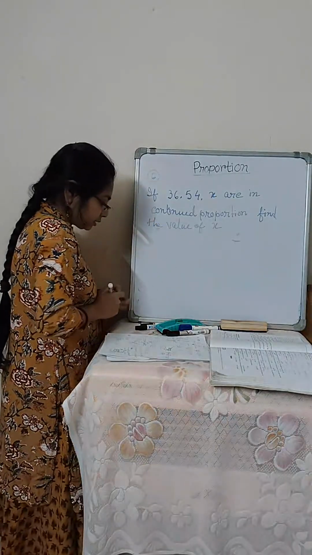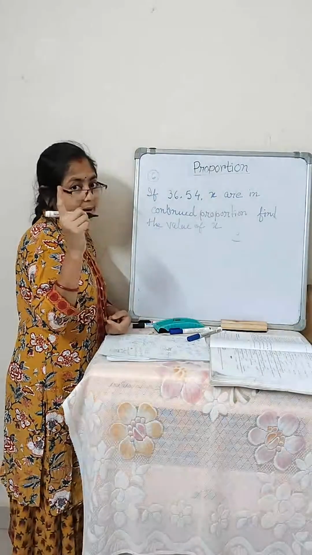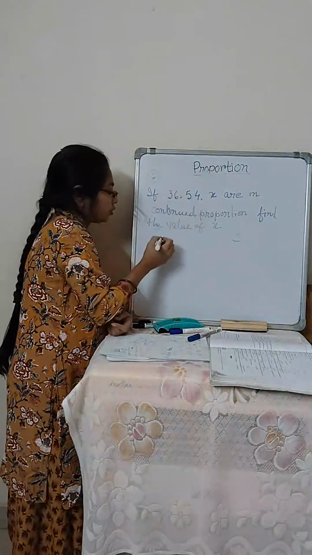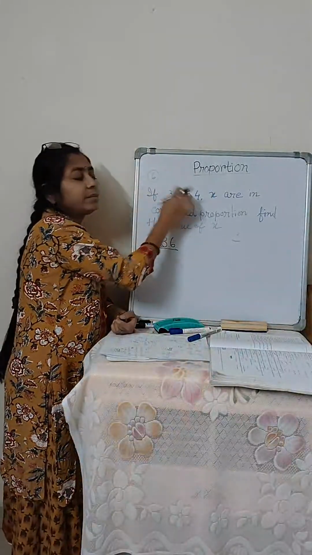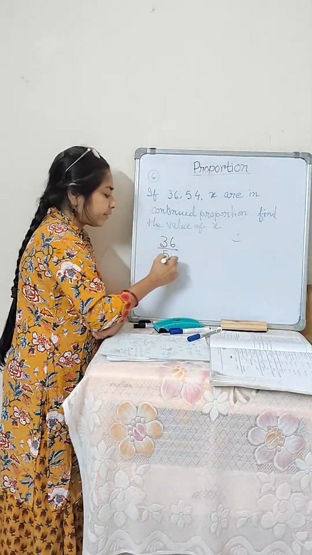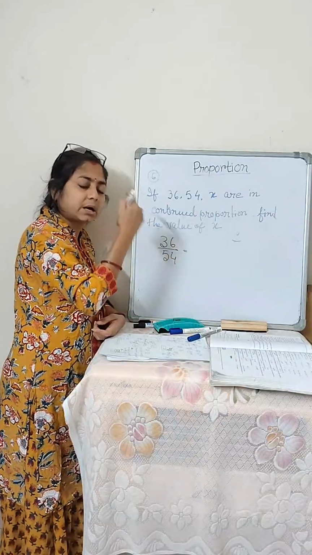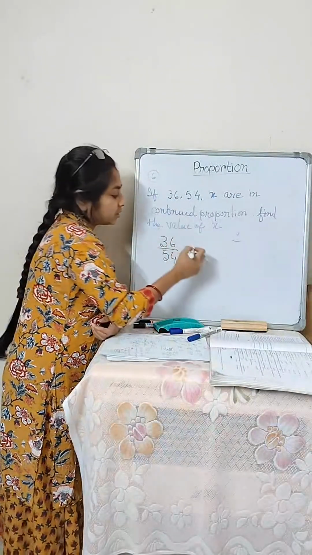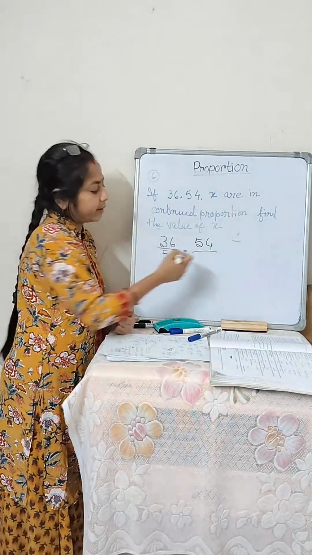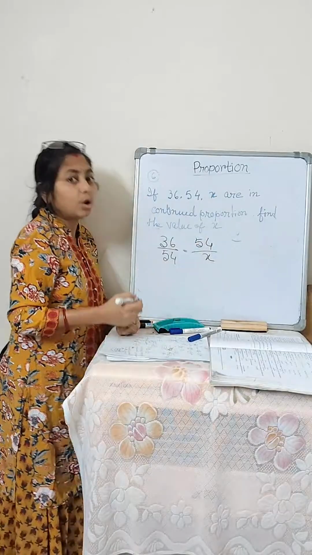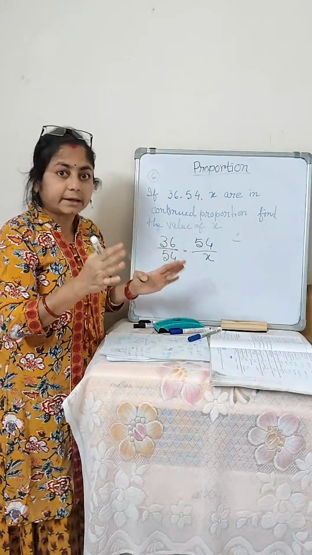Continued proportion, it is continued proportion. What I am telling, one number is repeated. So look, first one A is 36 and B, what is the B number? B number is 54, okay? Very good, 54. It is a continued proportion, so B is repeated. So I write 54 and you do not know the value of C, so I write the x. Clear? Look, why is it continued proportion? Here the B value is repeated, so it is continued proportion.